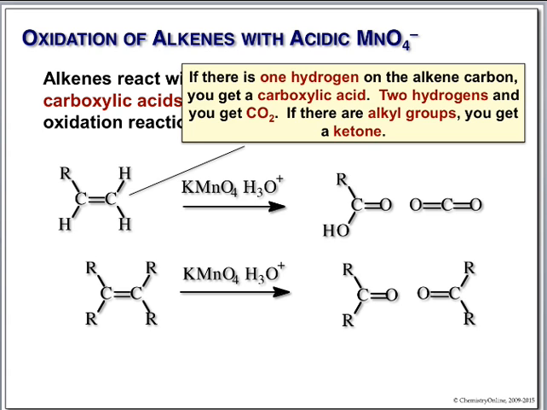If it's a CH2, it's going to go all the way to carbon dioxide. Here we have an alkyl group and a hydrogen. This is a carboxylic acid. Hydrogens go to oxygens. If we have simple alkyl groups, we make ketones. So acidic permanganate splits the bond, and we will make carboxylic acids, ketones, and CO2, depending on what's attached. All right, not too difficult, really.